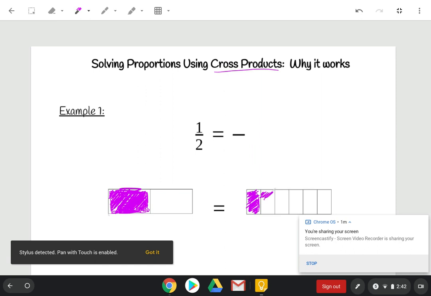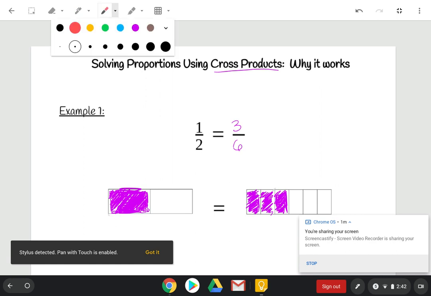So here I go. And if you notice, I have now shaded in the same amount of area. So how much of that rectangle on the right did I shade in? I shaded in 3 sections out of 6. Therefore, the ratio 1/2 is equal to 3/6. I know you already understand this. The point that I need you to understand is what comes next.